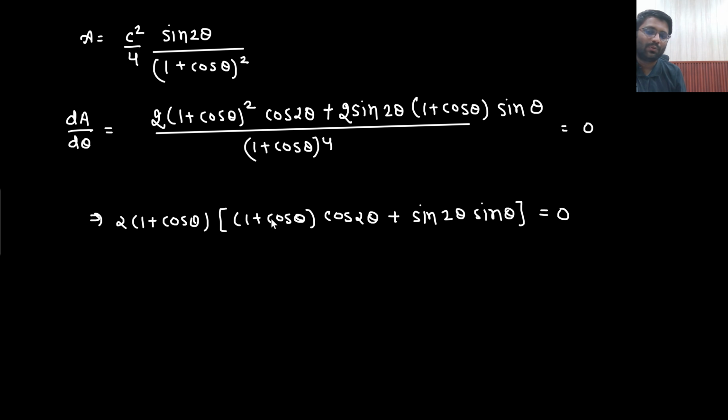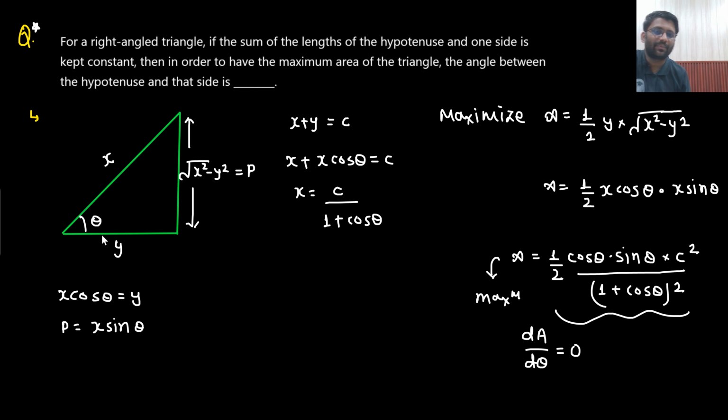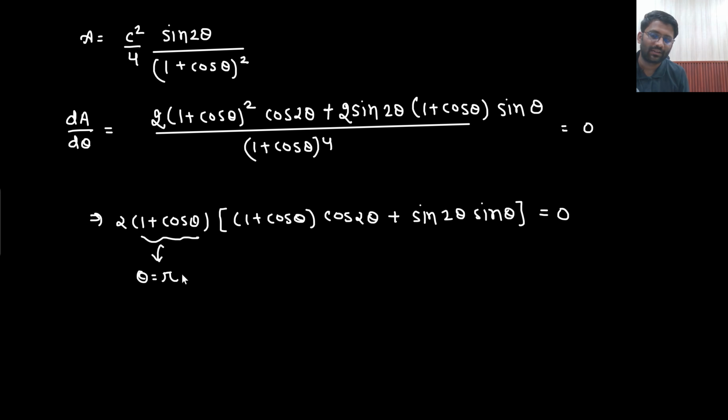Now you know that the factor 2 going to 0 doesn't matter. Cos theta cannot be equal to minus 1, because if cos theta equals minus 1, that means theta equals pi, and theta equals pi is not possible. Theta equals pi, what does that mean? That this line will come here, which is not possible. So this is not possible. So this particular equation we need to solve now.